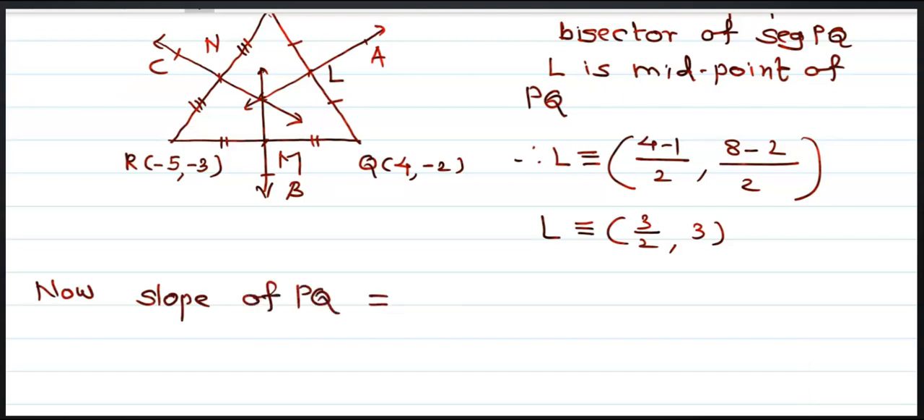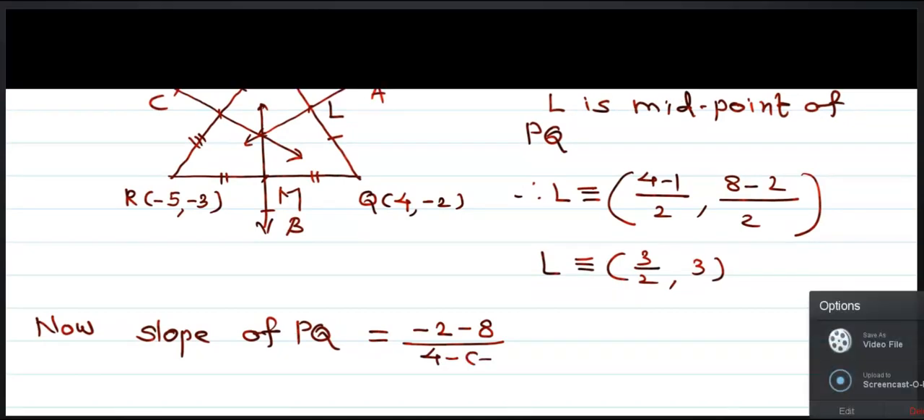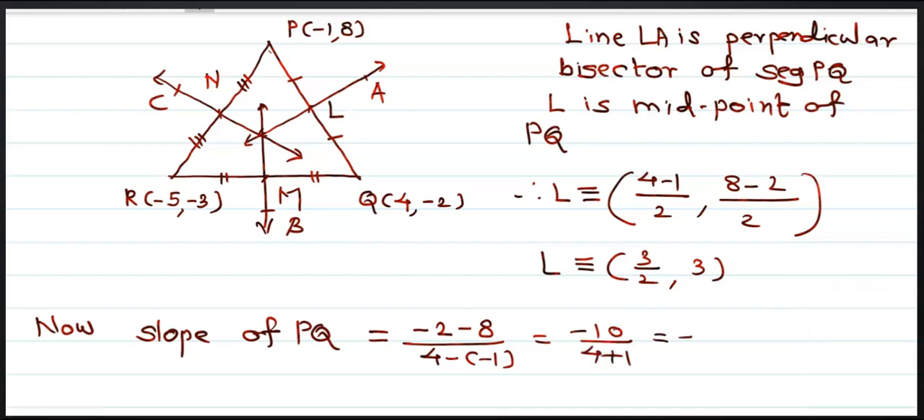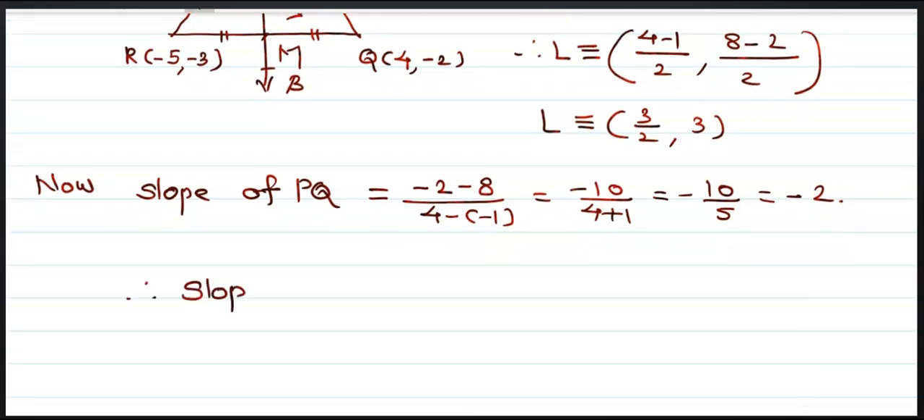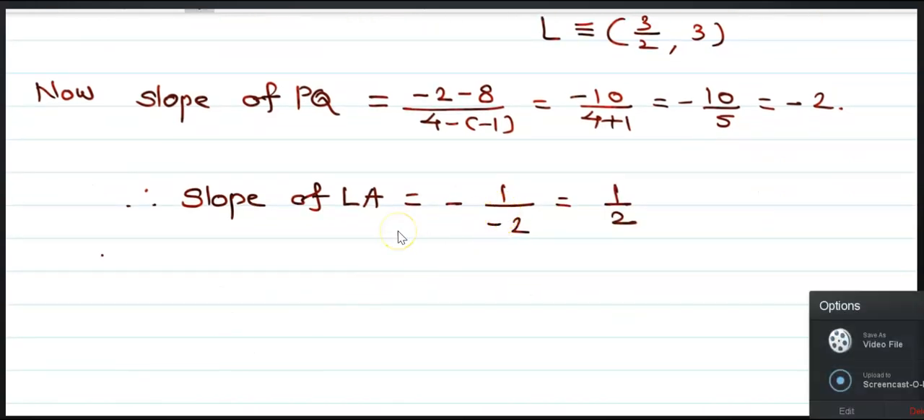Now the slope of PQ, that is the difference of y coordinates, -2 minus 8 upon 4 minus (-1), that is -10 upon 5, that is -2. The slope of LA is the negative reciprocal of this, that is -1 upon -2, equals 1 upon 2.